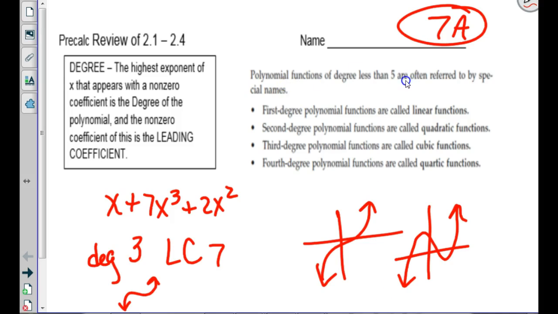This is just some vocabulary. If you have a degree 1, it's linear. Degree 2 is quadratic. Degree 3 is cubic. Degree 4 is called quartic, okay?